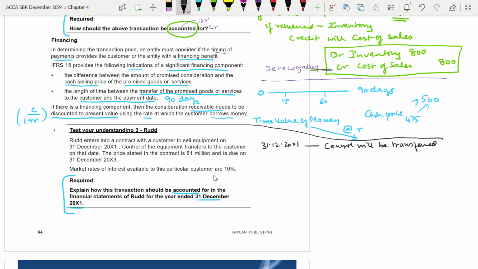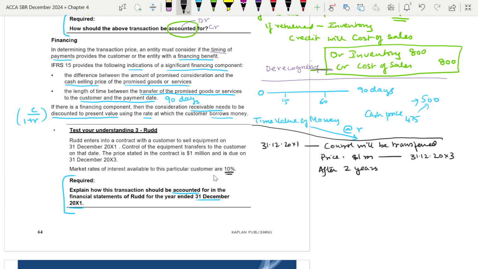The price stated in the contract is 1 million. It is due on 31st December 2003. How many years is that? From 2001 to 2003 it comes to 2 years. After 2 years. It is not a small amount, it is 1 million. Market rates available are how much? It is 10%. Control will be transferred.